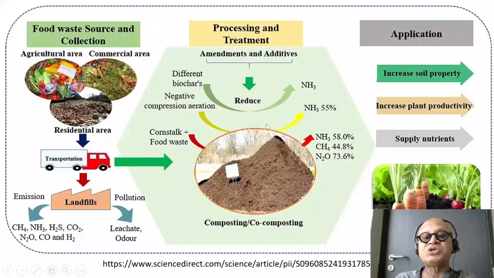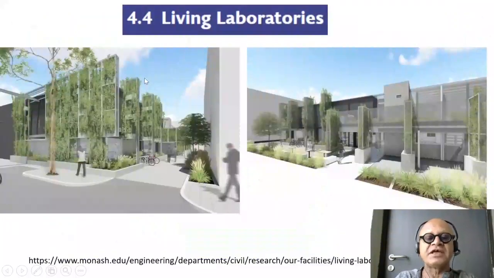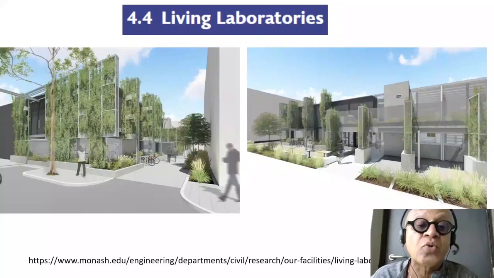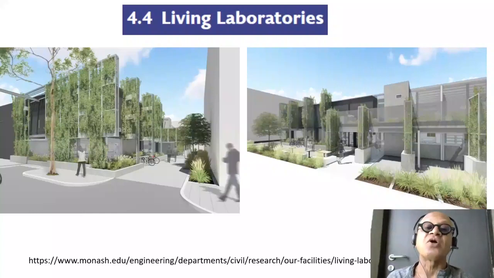Negative compression aeration to remove ammonium, corn stalks and food wastes. So there is emission of ammonium, methane and N2O out of these. Applications: increase soil property, soil health if you will, increase plant productivity and supply nutrients. Okay, so this is under ecosystem management that can work and is working in many places. There are many private companies in recycling garbage now or producing energy out of garbage as well.